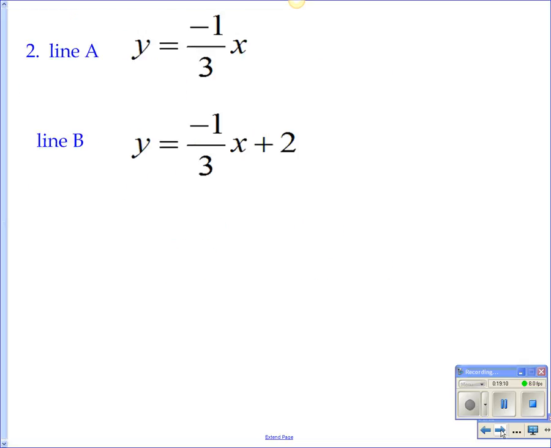Okay, let's go to the next one. Andrew, what's the same about those? What do they have in common? What number? Over 3. And is that with the x? Which one's with the x? Slope or y-intercept? So they have the same slope. They have the same slope.